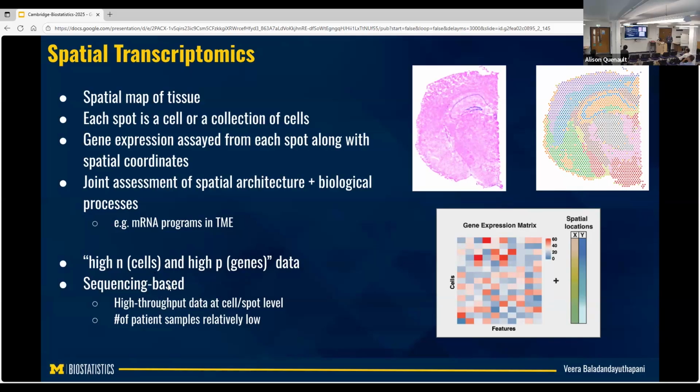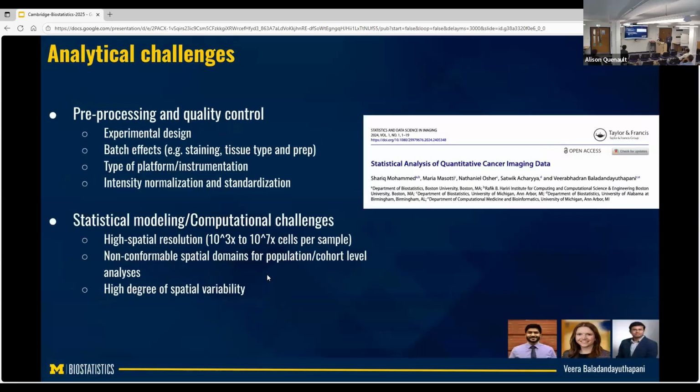There's a bit more instrumentation involved in sequencing. So even though it's high throughput, it's deep data, but the biological replicates are still relatively low, either single digit or maybe early double digit, at least what I've seen. Right. So that's the structure of the data.